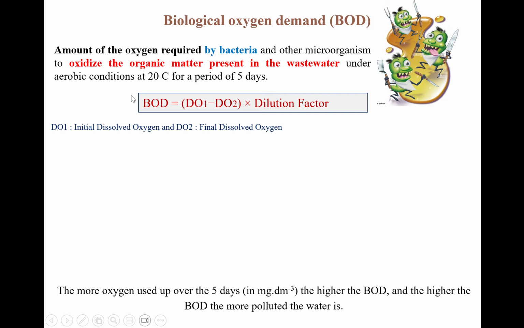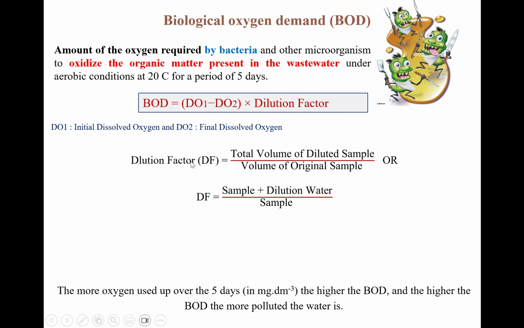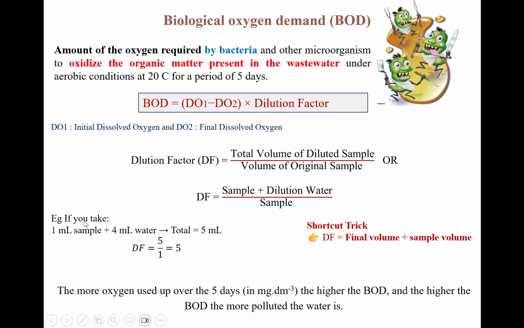Now coming back to the formula, what do you mean by dilution factor? Dilution factor is another formula. It is the total volume of the diluted sample upon volume of original sample. So we are taking wastewater and diluting it to a certain volume. That is called the total volume. It can also be called sample plus dilution water upon sample, because in some numericals they might give you the sample water and the pure water.